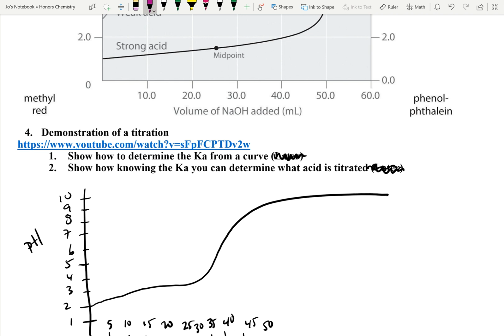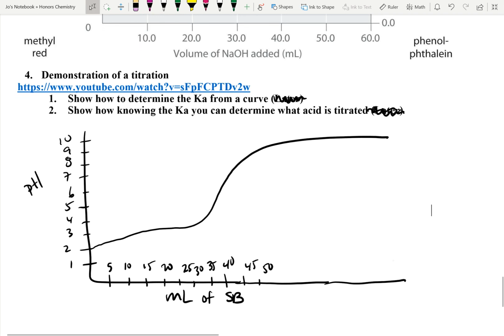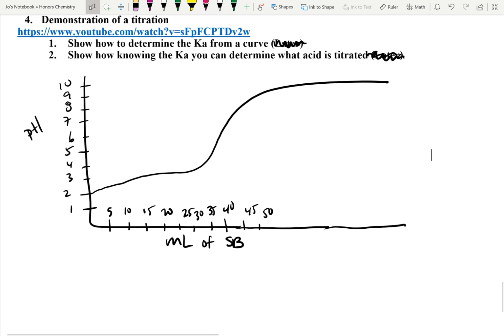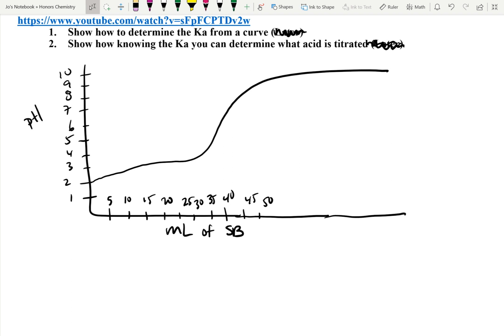So there's one more thing I want to show you, which is how do you determine the Ka from a titration curve, and then show how knowing that Ka can help you determine what the acid is that was titrated. So this is something we would have done as a class, and I just want to show you this method. It doesn't take very long at all. Given a titration curve, you're going to find that equivalence point.